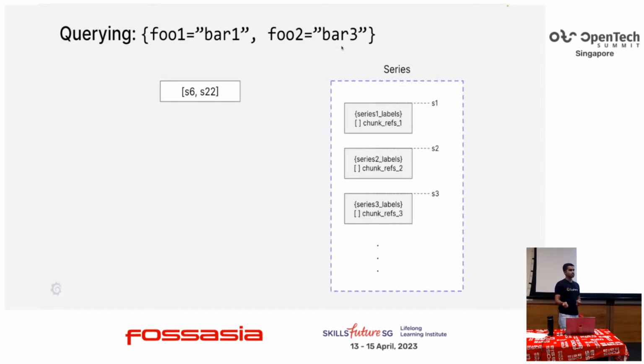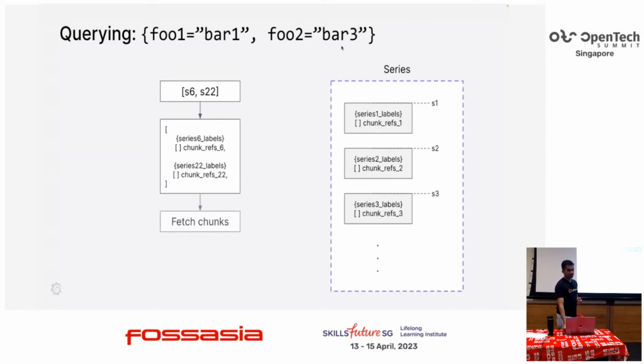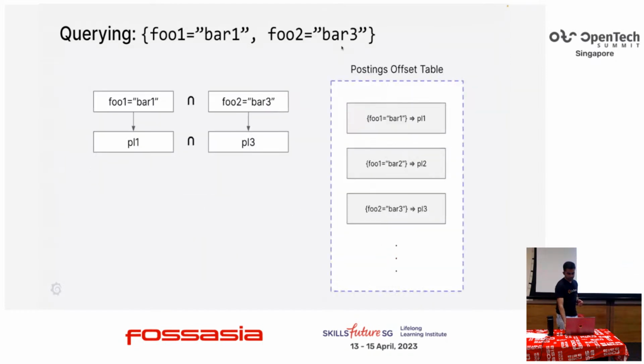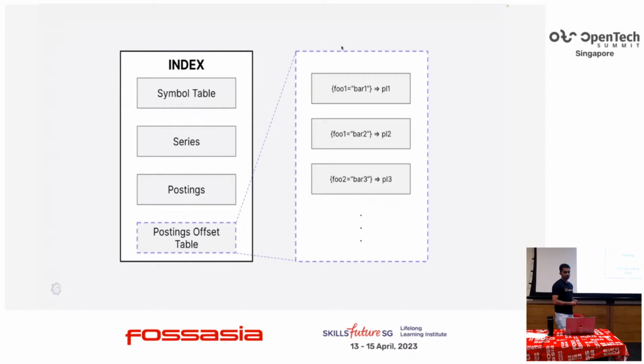And now you have S6 and S22. You just take those references again and look at the series table, and now you get the series. And the series now tells you what are the chunk references that you have. And then you can just fetch the chunks and do the query on that. And depending on the time range that you have queried, let's say you have queried from T1 to T2, you just trim the chunks when giving back to the API caller. I'll go back to this diagram again. So in short, when querying, we started at the posting offset table. With that information, we went to the postings. From there, we went to the series, and we finally got the data.